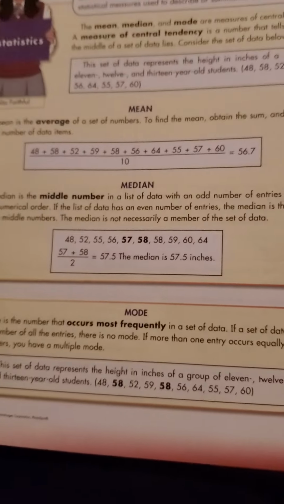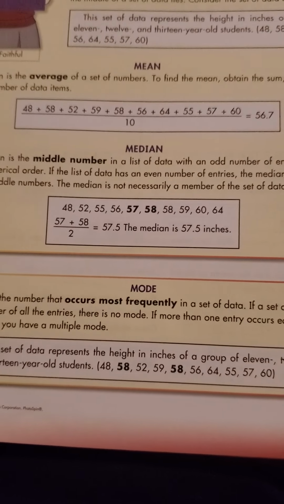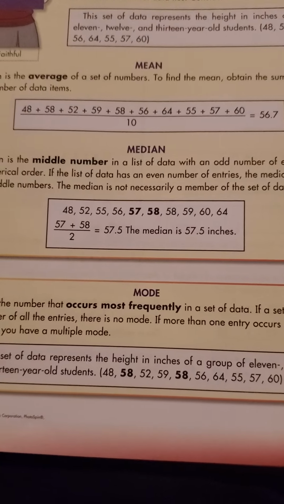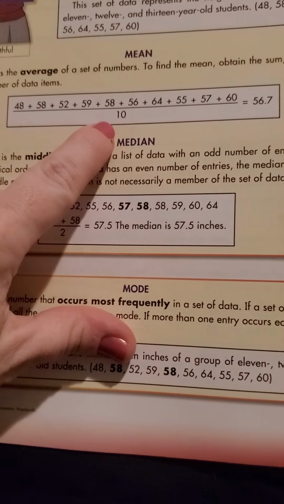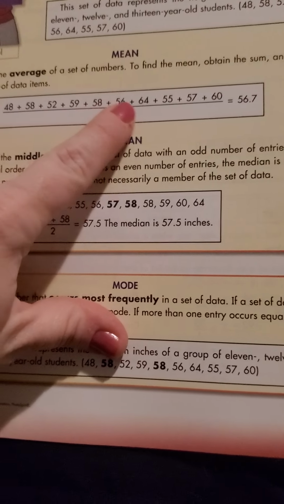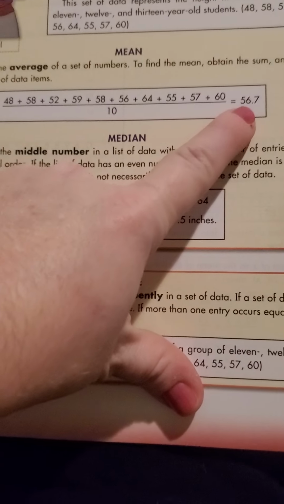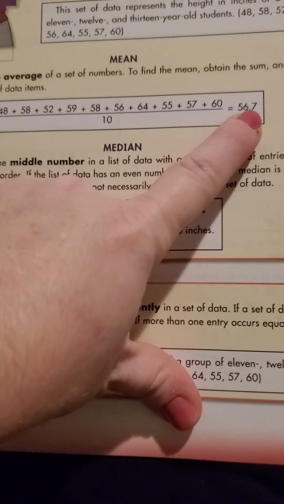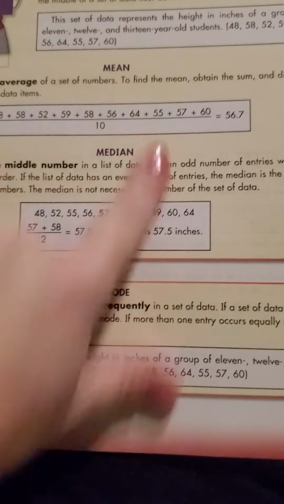So the mean, how do you figure out what the mean is? The mean is the average. So you take all of those numbers, you add them together, and you divide it by however many they are. So this says there's 10. 1, 2, 3, 4, 5, 6, 7, 8, 9, 10. Take all those numbers divided by 10, gives you 56.7. 56.7 is the average height of these students.